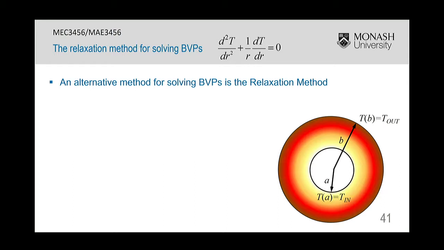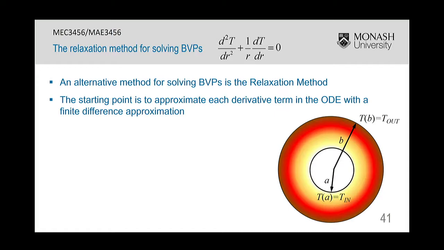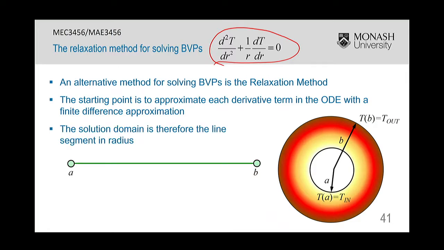An alternative way of looking at this is a method called the relaxation method. And so the starting point of the relaxation method is to approximate each derivative term in this ordinary differential equation here using finite difference approximations. So the solution domain is the line segment in radius that goes from r is equal to A to B. Let's split the segment into n equal pieces, each with a width of h. So we're going to say that they're uniformly spaced, and those are the points there, spacing h between them.